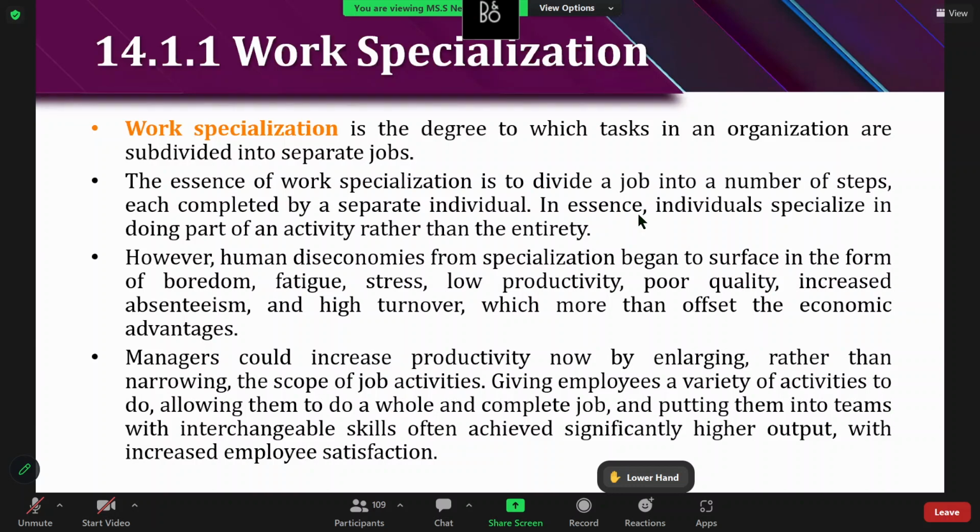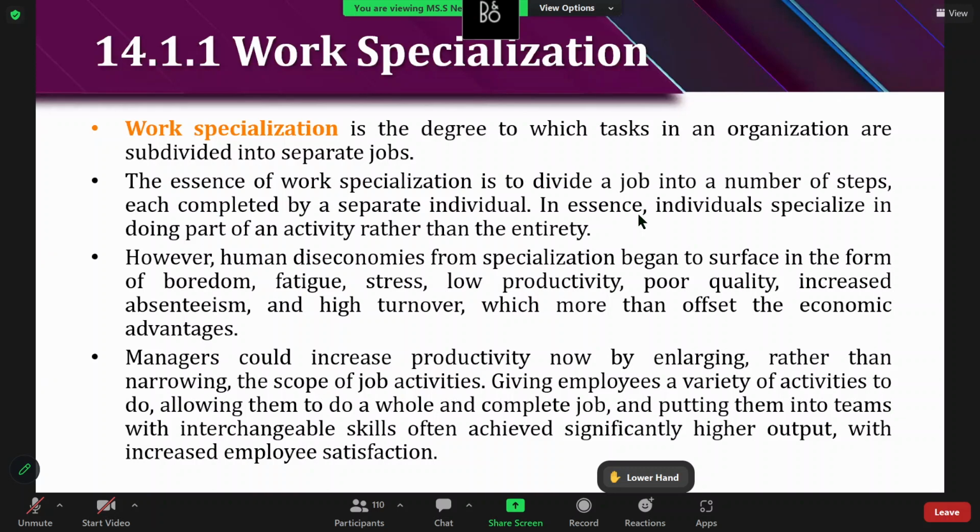Though specialization may result in efficiency and maybe economies of scale, there are chances for human diseconomies as well. Because when a person continuously does the same task, he will feel boredom, fatigue, and stress, which may result in poor quality, low productivity, increased absenteeism, and turnover. So these are some human diseconomies which may arise as a result of work specialization.